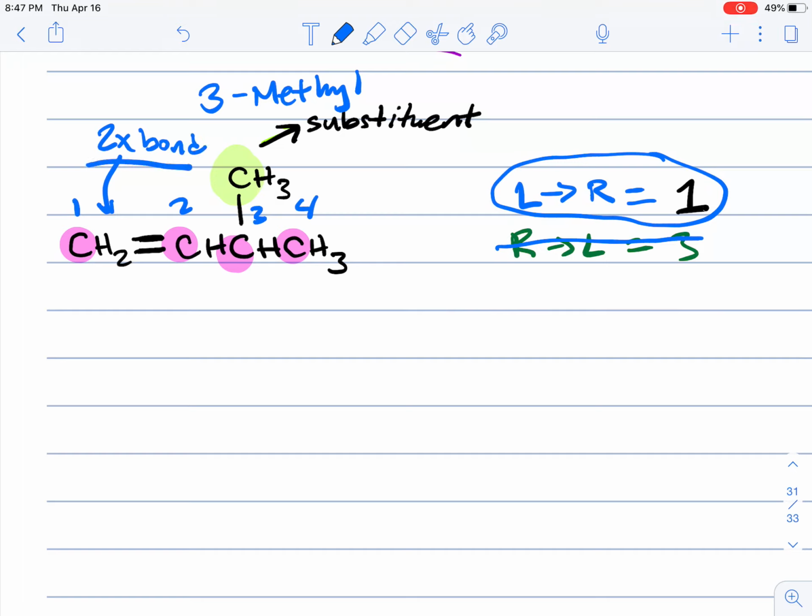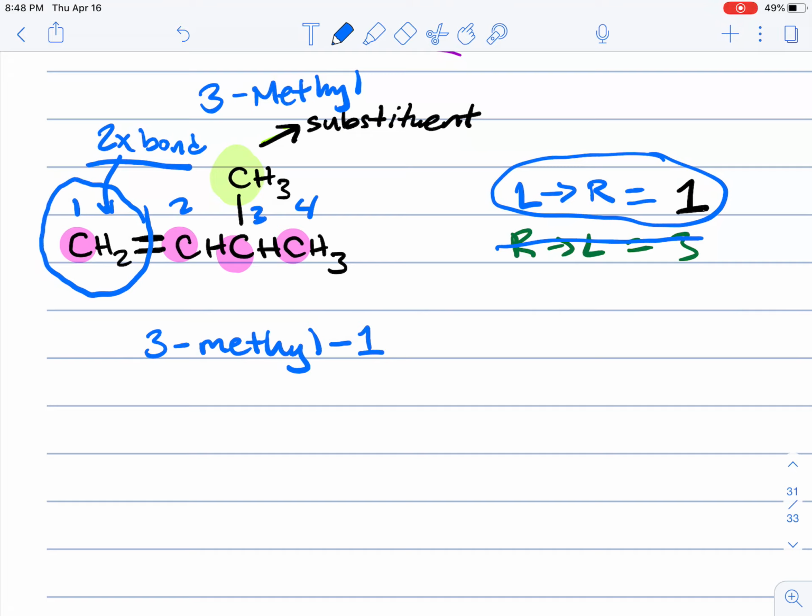All right, so let's put the pieces together. So I have 3-methyl. Now notice that since carbon 1 demonstrates that a double bond is on it, we have to tell the reader what carbon position on the parent chain that double bond starts. And it's starting at 1. So we're going to put 1, and I'm using a dash because I'm going from letter to number, right?